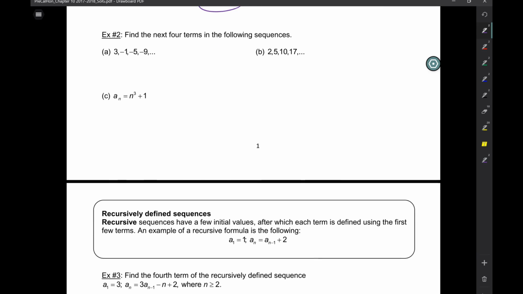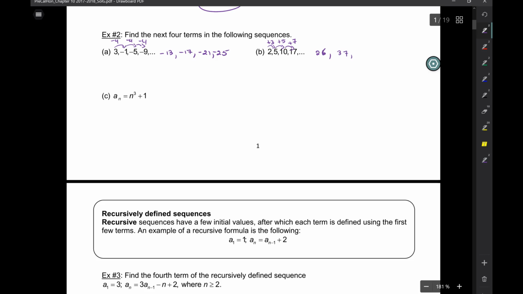All right, here, we used to do this in geometry. You've done it before. Find the next term, right? One way you could do it is figure out, how do you go from one to the other? It seems like you're subtracting 4, subtracting 4, subtracting 4. So then it'll be negative 13, 17, and then up to negative 25. Okay, so B, I add 3 to go from 2 to 5, and then how about here? So at 7 I get 26, add 9. And then 65, right?